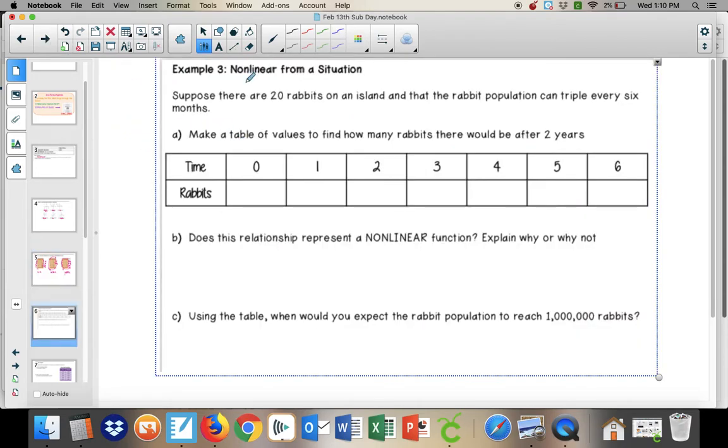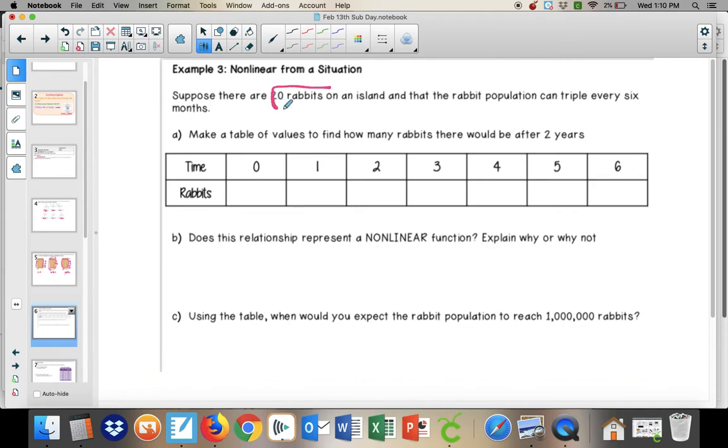All right, so this next one, nonlinear from a situation. So we need to change our table up a little bit. So suppose there are 20 rabbits on an island. So we start at 20 rabbits. And the population triples every 6 months. So that means that we are multiplying by 3. We need to make a table of values to show how many rabbits there would be after 2 years. So this is what I need us to change.